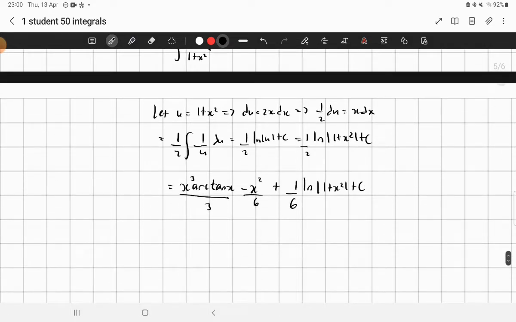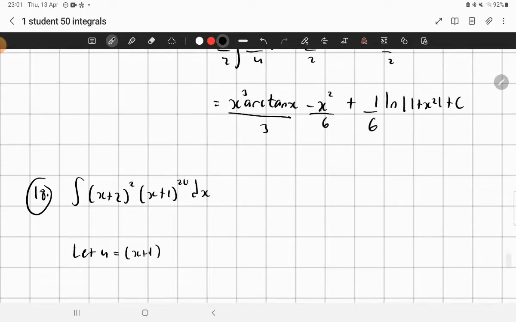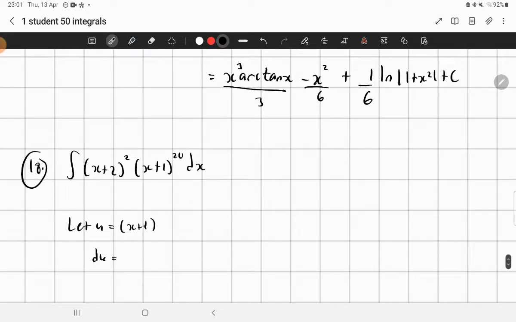Right, so let's go to question 18. Here we have x plus 2 to the power of 2 times x plus 1 to the power of 20. The way we want to solve this is, since this has the highest power, we want to make sure this is in the single term. We don't need to expand the binomial term. So by letting u equal x plus 1, this implies that the first derivative will be dx, and we can express x as u minus 1.